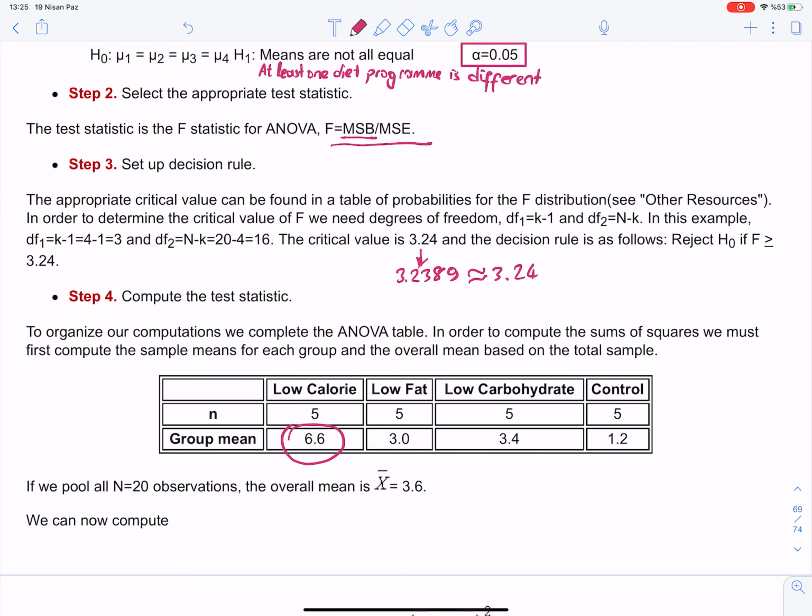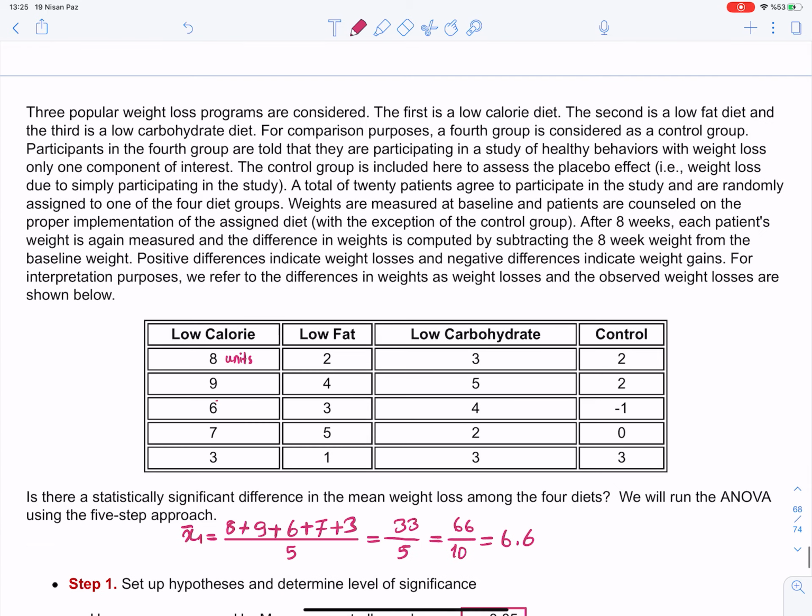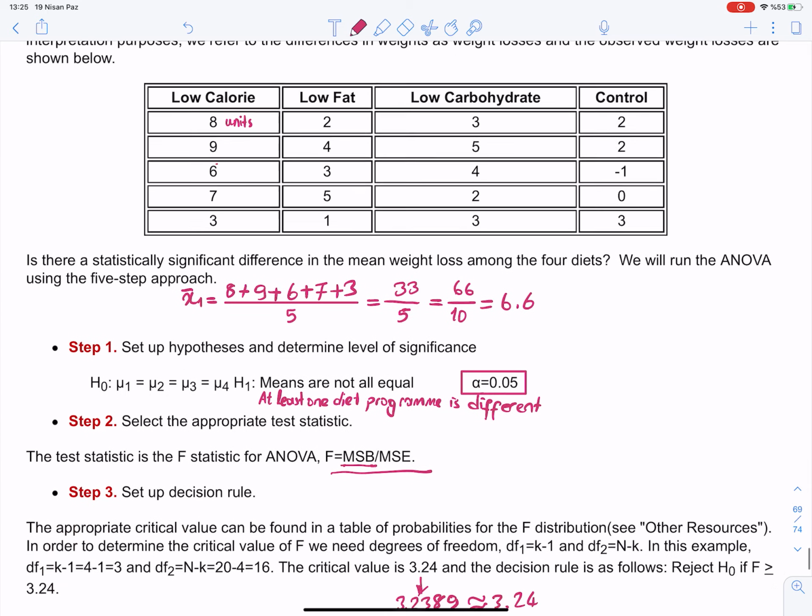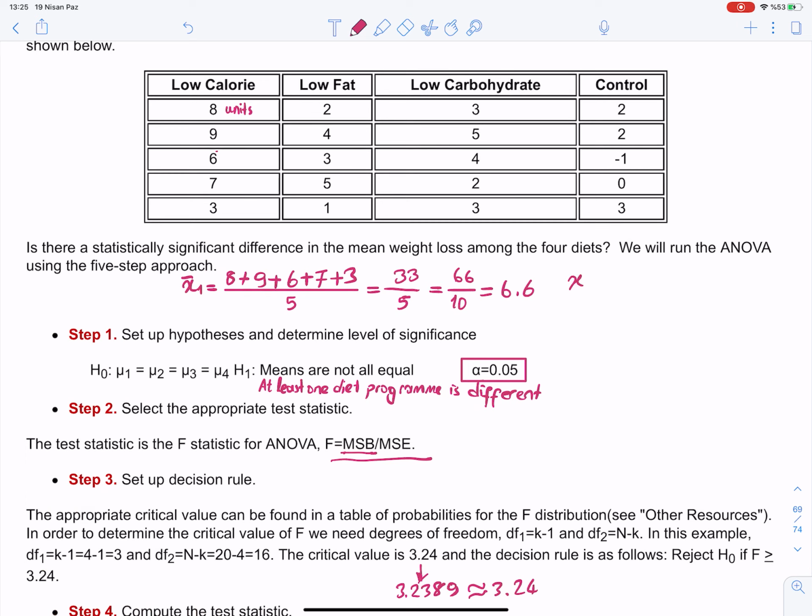Okay, and 3, and adding up all this for the x2 bar. Let me show you the next one. X2 bar is 2 plus 4 plus 3 plus 5 plus 1, divided by 5. This is 7, 9, 10, 15.5, and x2 bar is 3. That's how you get x2 bar.